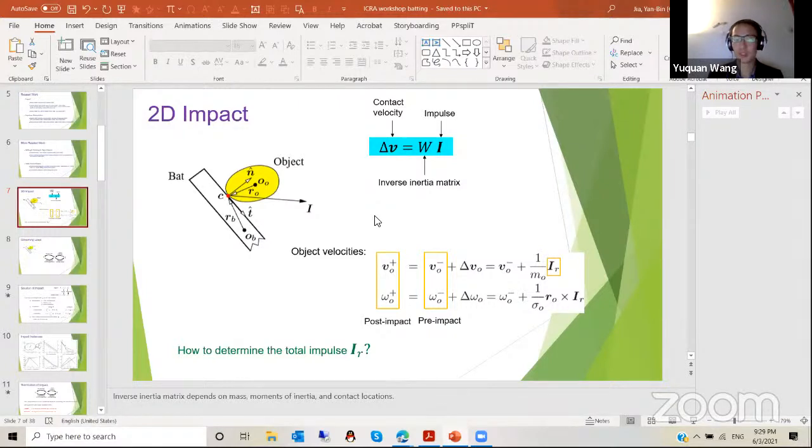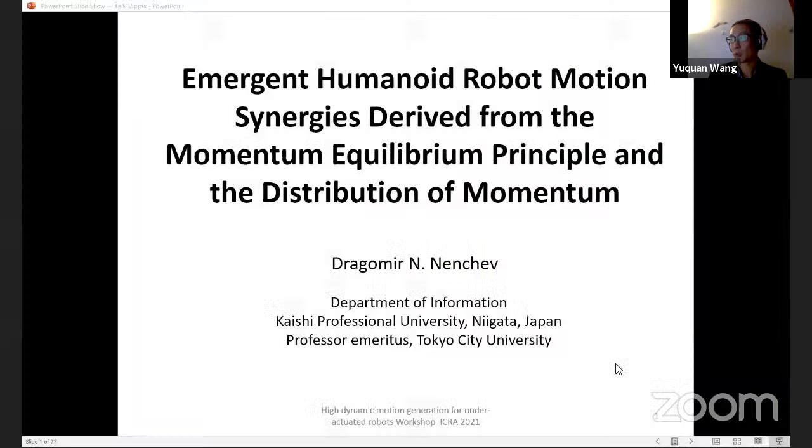If there are no more questions, due to the time constraints we need to switch to the next speaker. So Yanbin, thank you again for your presentation. My pleasure. The next presenter is Dragomir Dantchev, or by his preferred Japanese name, Yoshikatsu Kanamiya, from Kaishi Professional University. The title is Emergent Humanoid Robot Motion Synergies Derived from the Momentum Equilibrium Principle and the Distribution of Momentum.